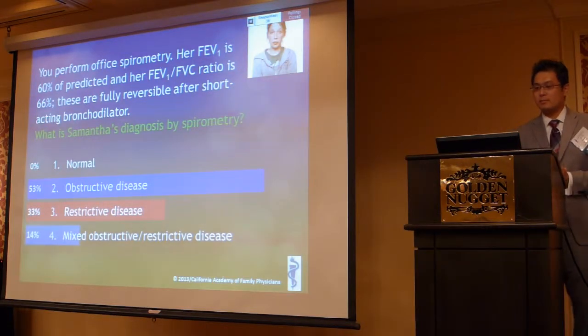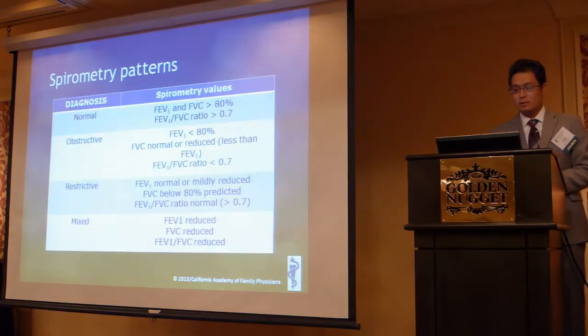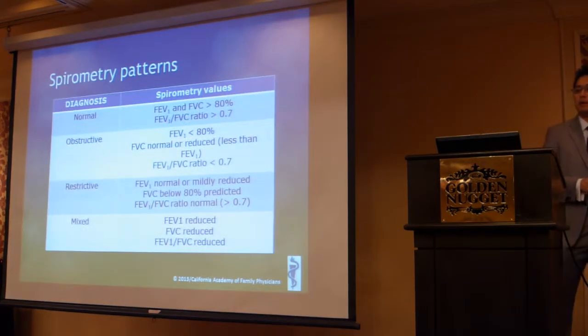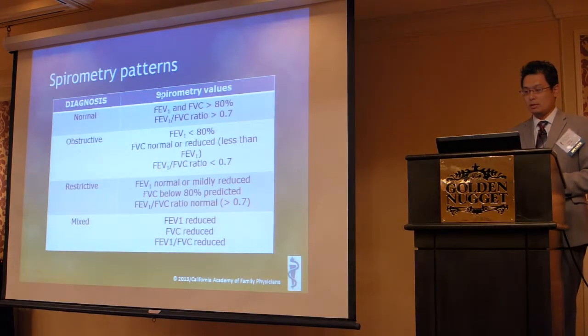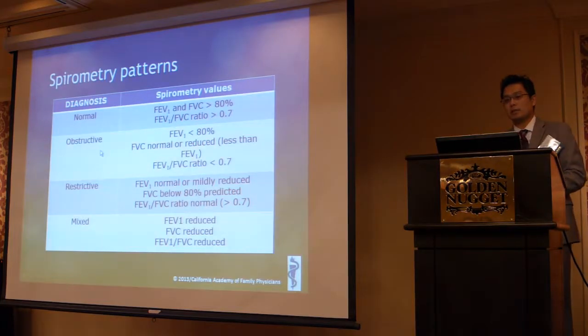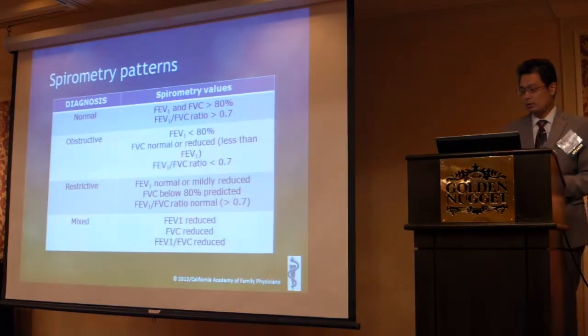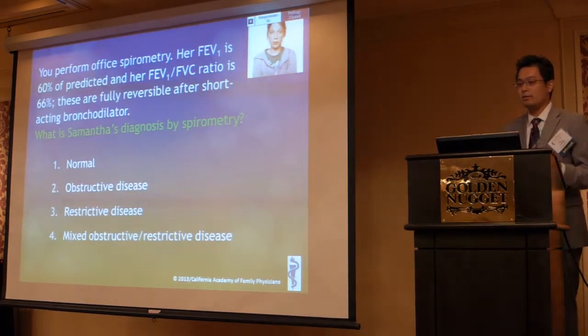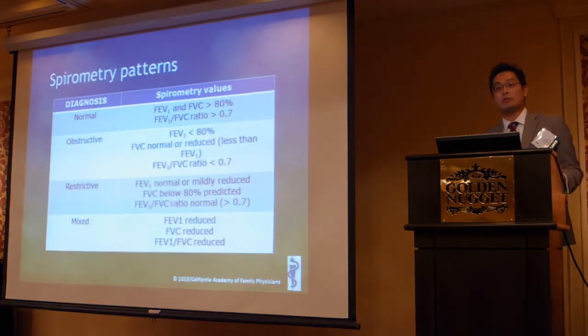All right, let's see. Yeah, so she has obstructive disease, right? If we look here at the spirometry pattern, for obstructive disease, the FEV1 needs to be less than 80%, and the FEV1/FVC ratio needs to be less than 0.7. If we go back, we can see that her FEV1 was 60%, and her FEV1/FVC ratio was 66%. So she qualifies, so she has obstructive disease.